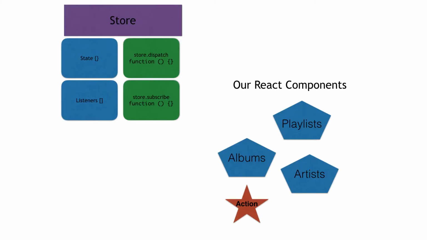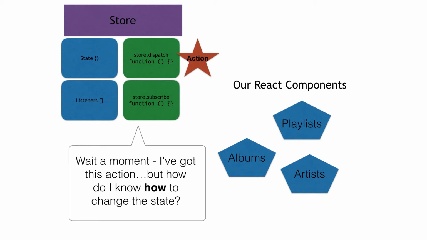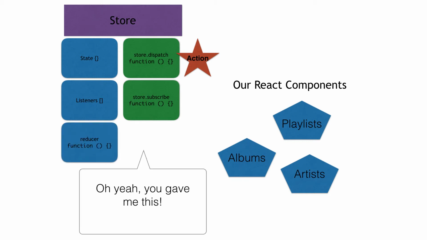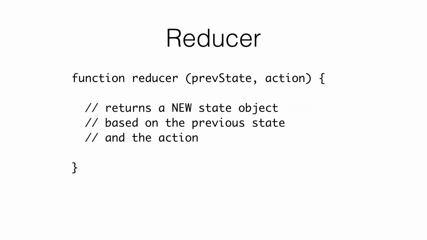Okay, so in our albums view, we have some button that's like add album, or maybe when I drop a folder onto the app, it goes and adds it as an album. And that's going to create an action object, like the one we just saw, and we're going to call store.dispatch with it. So the store says, okay, I got this action, and I know it's going to change my state, but how? And the answer is, when we created the store, when we called create store, we gave it a reducer, which might look something like this.